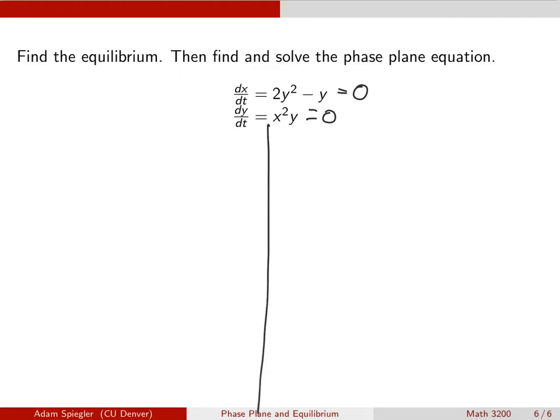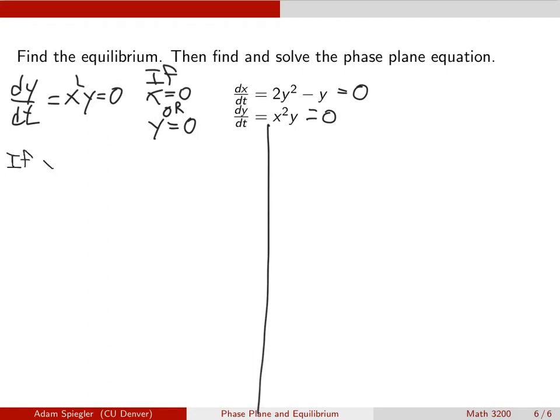So if I have dy/dt equal to 0, well, dy/dt is x squared times y. And so that's going to equal 0 only if we have either x is equal to 0 or y is equal to 0. And so that would be the two conditions. So let's first take a look at the case.